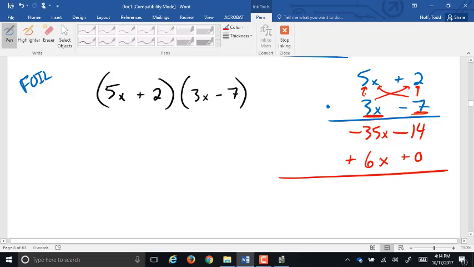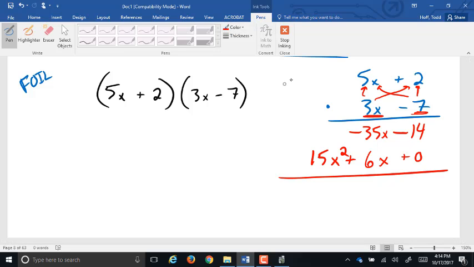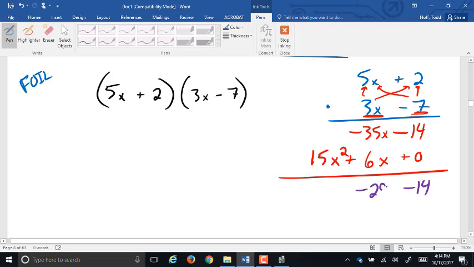3x times 5x. 15, I don't know why I put a 3 there. 15x squared. X times x is x squared. And then we can add negative 14 there. Negative 35x and positive 6 is a negative 29x. Then this is 15x squared.